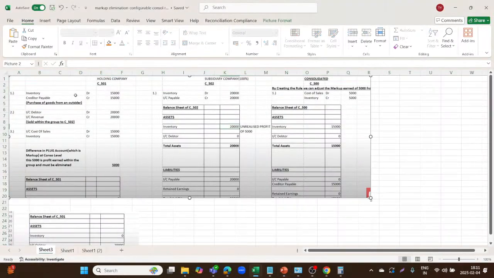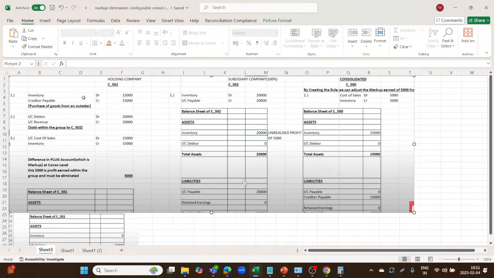So I have taken one example. You can see you have one holding company, one subsidiary company, and one consolidated entity. The entity might change, but the example remains the same with the numbers. Here you can see you have the inventory amount for the holding company. Just assume this is a holding company and this is a subsidiary company. So the holding company shows an inventory.